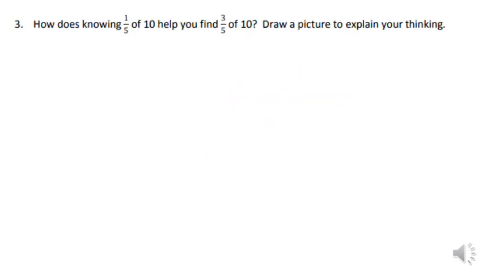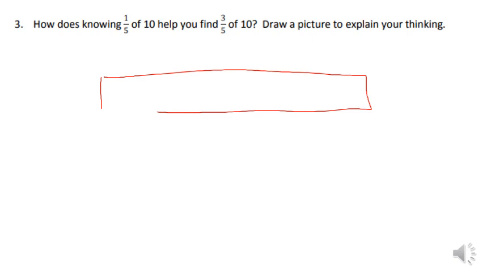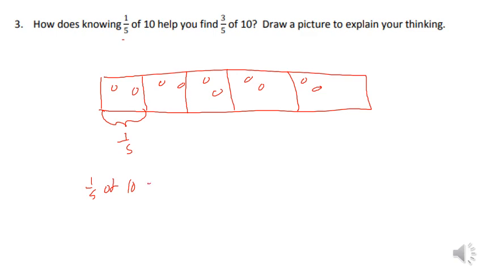How does knowing 1/5 of 10 help you find 3/5 of 10? Well, when we draw a tape diagram, and we know we're going fifths, there's 1, 2, 3, 4, and 5. Now, when we actually split this up, we're solving for 1/5. So we're doing 10, so it'll be 1, 2, 3, 4, 5, 6, 7, 8, 9, 10. And we basically solved for 1/5. We know 1/5 of 10 equals 2.